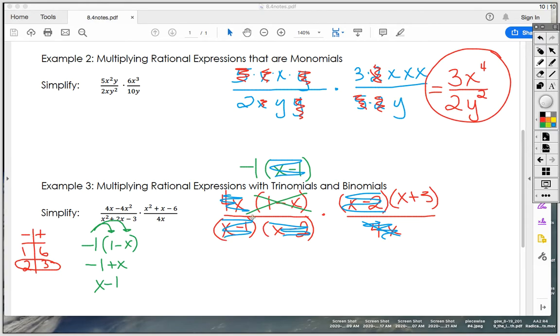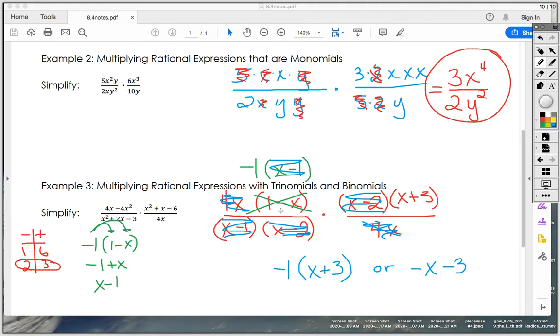So what do I have left? I multiply straight across the top. I have negative 1 times x plus 3. And you can leave it just like this, or if your answer choices are not given that way, you could do negative x minus 3. Both of these answer choices are going to be acceptable.